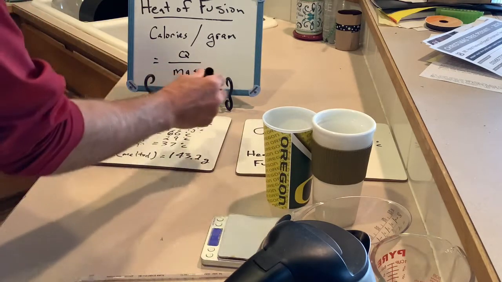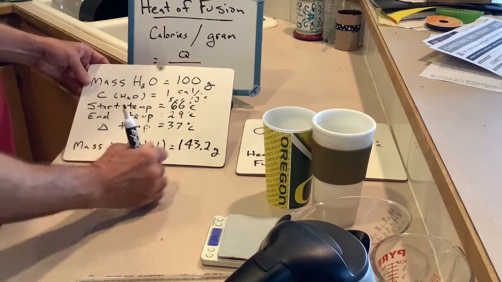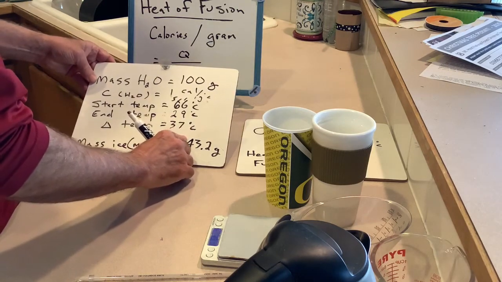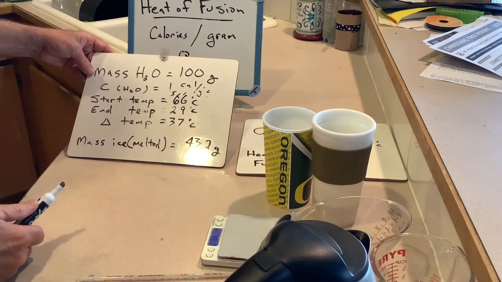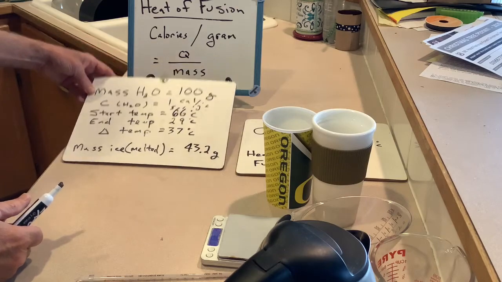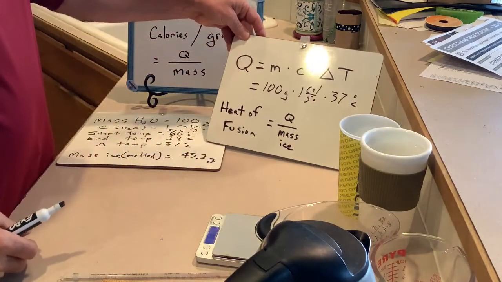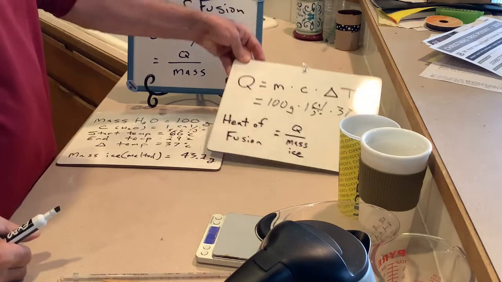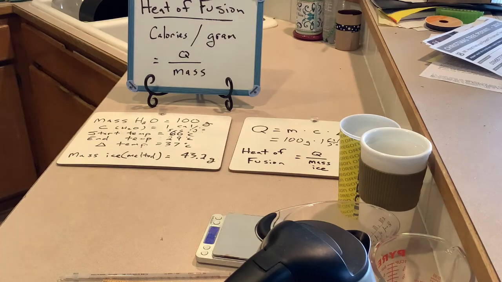But now, let's look at this. We started with 100 grams. We ended up with 143. So the actual amount of ice melted, I'll take away 100. So it comes out to be 43.2 grams of ice melted. So with that, now we should be able to figure out what the heat of fusion of water is. All right. So hopefully we'll get a true value or close value.